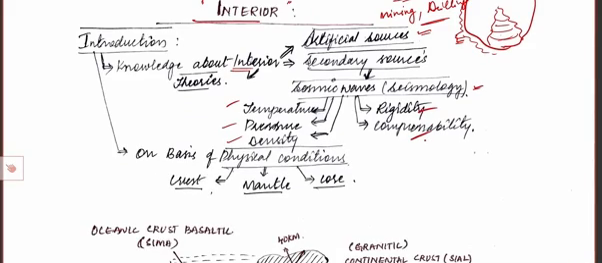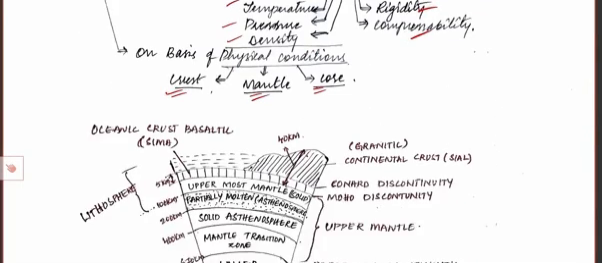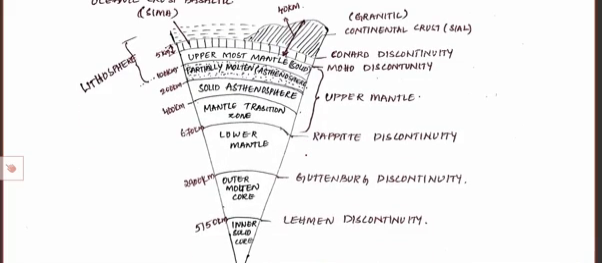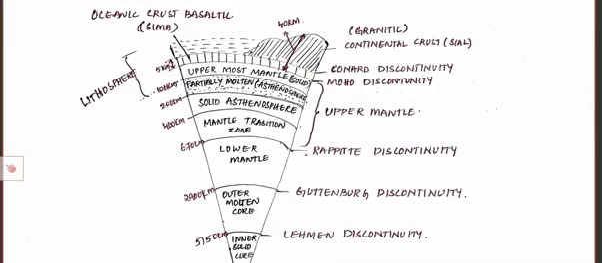On the basis of physical condition, the Earth's interior is classified into three types: crust, mantle, and core. We'll see it in a figure. So this is the important figure. I just drew this, and this will be very helpful in understanding many other topics. And the major part of today's topic will depend upon this figure only.